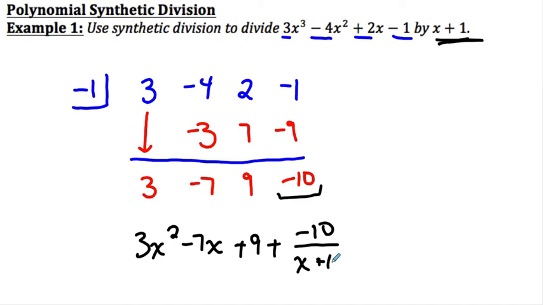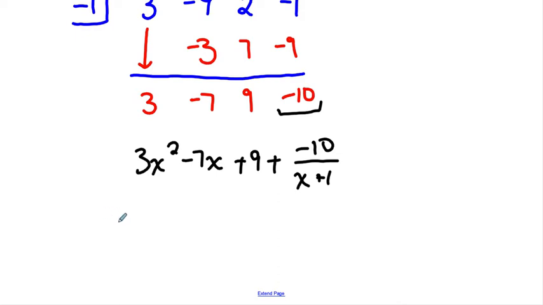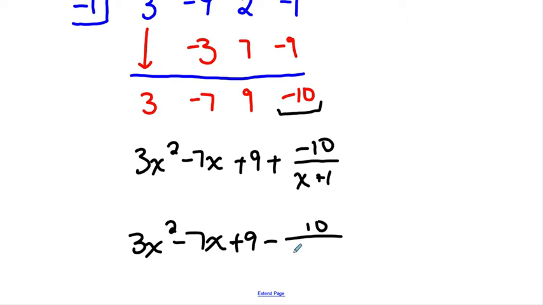Basically what I mean is just taking that negative from that 10 and rewriting this as 3x squared minus 7x plus 9. And instead of writing plus a negative 10, adding a negative is the same thing as doing a minus. So we could do it like this and say 10 over x plus 1. Same thing. Either of those answers would be acceptable. Maybe this one would be more algebraically correct, but I would accept both of those answers.